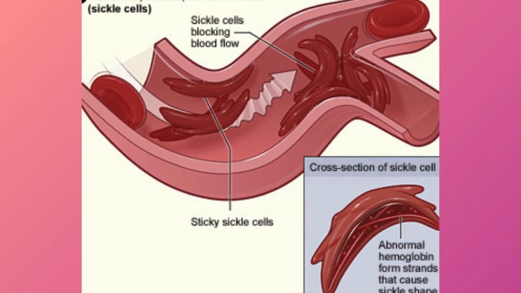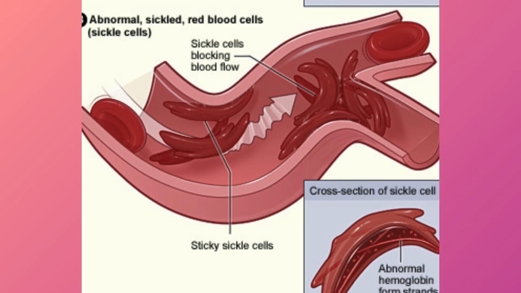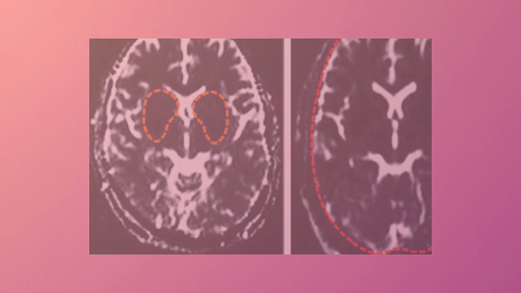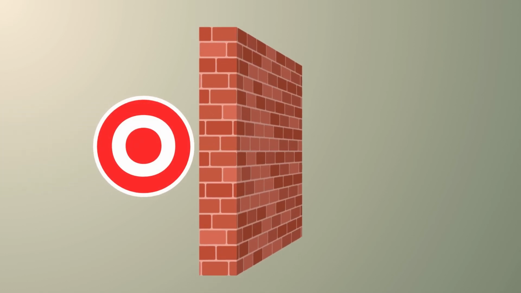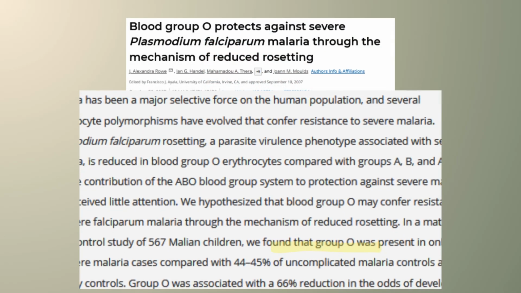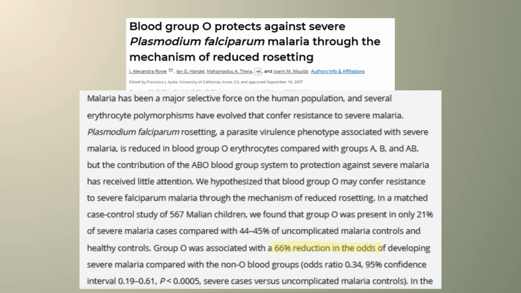In people carrying the parasite that causes malaria, infected red blood cells pile up in small blood vessels, blocking blood and the oxygen it carries from getting to the brain. But people with Group O blood type have significant protection against malaria. A 2007 study in the journal Proceedings of the National Academy of Sciences, for example, found that people with type O blood were 66% less likely to develop severe anemia than people with other blood types.